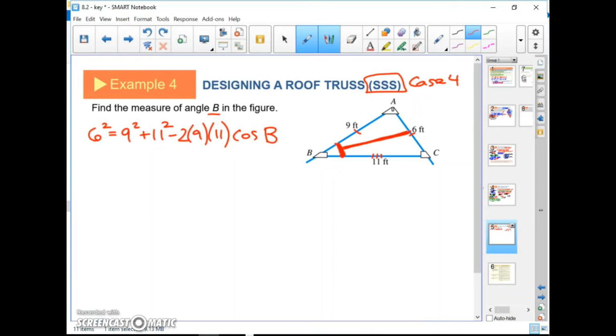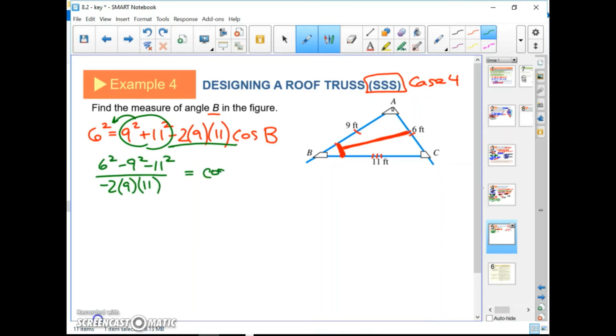There's going to be your setup. Okay? So I think the easiest thing to do is to recognize that we're going to subtract these over, and we're going to divide by this. We've got 6 squared minus 9 squared minus 11 squared, all over -2 times 9 times 11 equals cosine B. So type that in real quick.